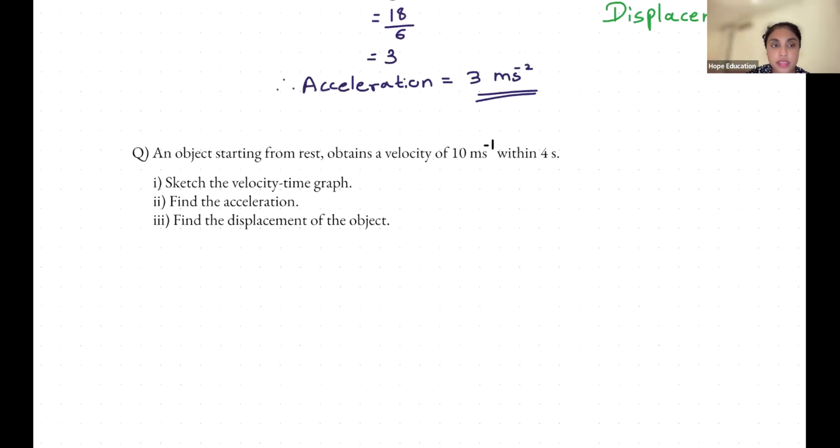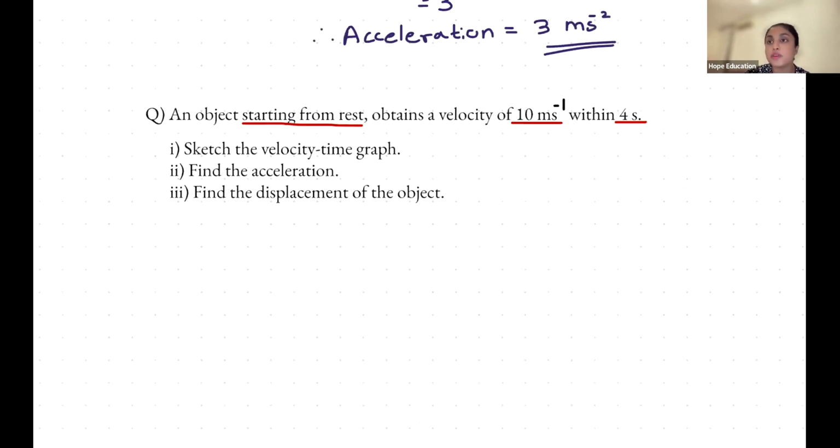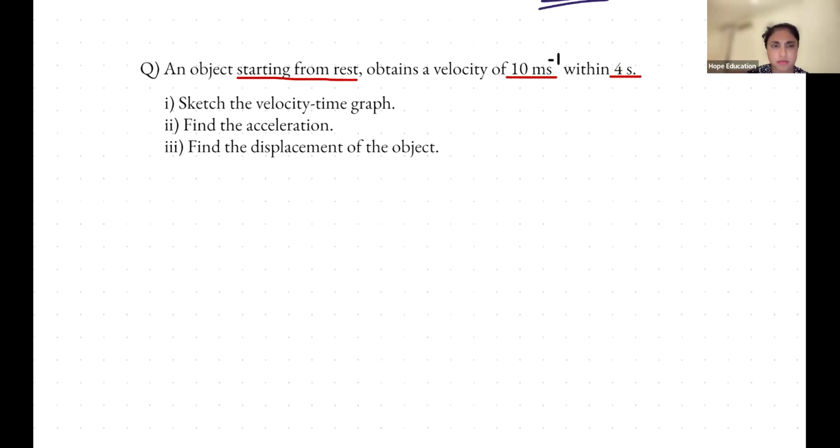In this question, they have said starting from rest. So you know the initial velocity is 0, and it obtains a velocity of 10 ms^-1 within 4 seconds. This is more than enough information for us to draw a graph. Okay, we will draw a graph. So this is my y-axis. This is my x-axis.